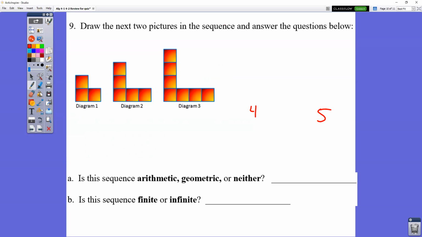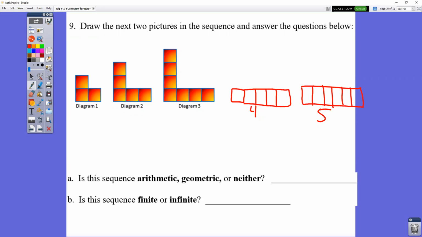So going across the bottom of this, we have 2 blocks, 3 blocks, 4 blocks. So we're clearly adding a block each time. So we had 2, then 3, then 4. So diagram 4 is going to have 5 blocks going across. Diagram 5 is going to have 6 blocks going across.